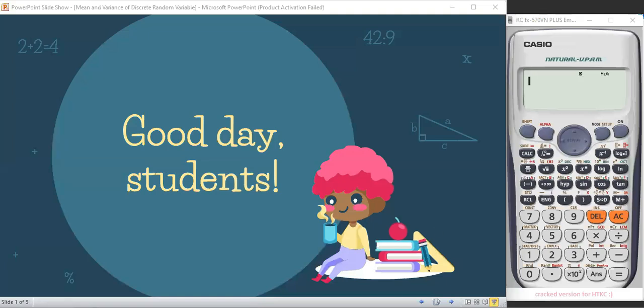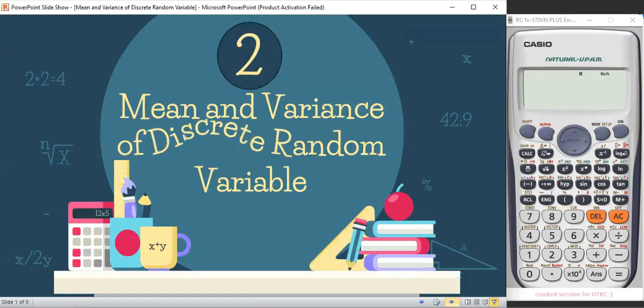For today's video, we're going to talk about the mean and variance of discrete random variables. The mean and variance are the measure of central tendency and the measure of variability. When we say central tendency, we are interested in getting the average of the random variable. And when we say variance, we are interested to know how spread out the random variables are from each other. So para mas maintindihan natin yan, let us have this example.